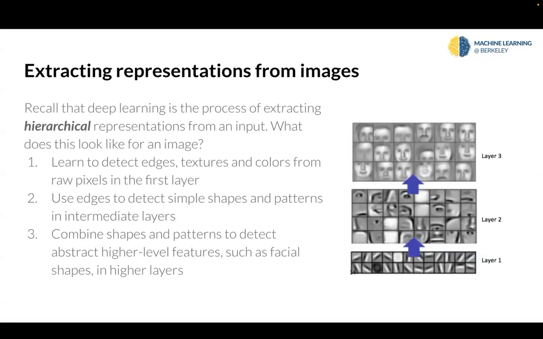And the other thing is that deep learning is a process of extracting hierarchical representations from an input. For an image, that means first detecting edges, textures, and colors from bare pixels, and then using those to detect slightly more complicated shapes and patterns in intermediate layers. And then lastly, maybe combining those shapes and patterns to detect abstract high-level features such as facial shapes in high layers, or maybe objects or something else.